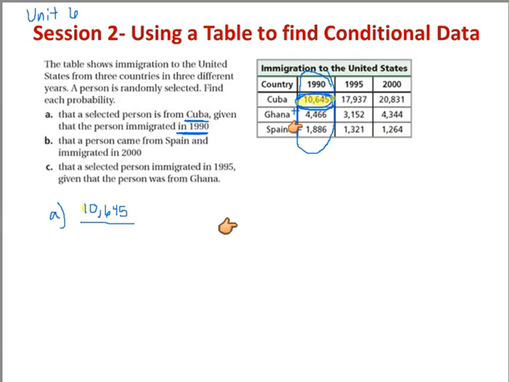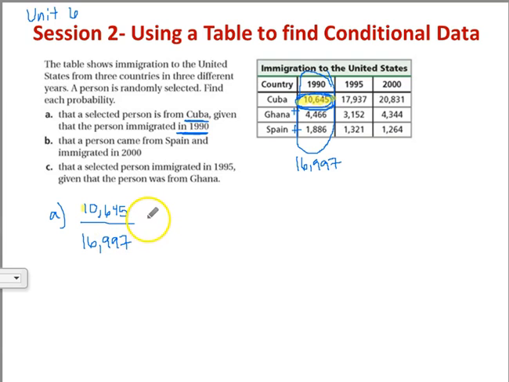So go ahead and grab your calculators and start adding those together. 10,645 plus 4,466 plus 1,886. Grab your calculator, add those all up. I got a total here of 16,997. So let's go ahead and put that on our denominator, and that is the probability that we're looking for.